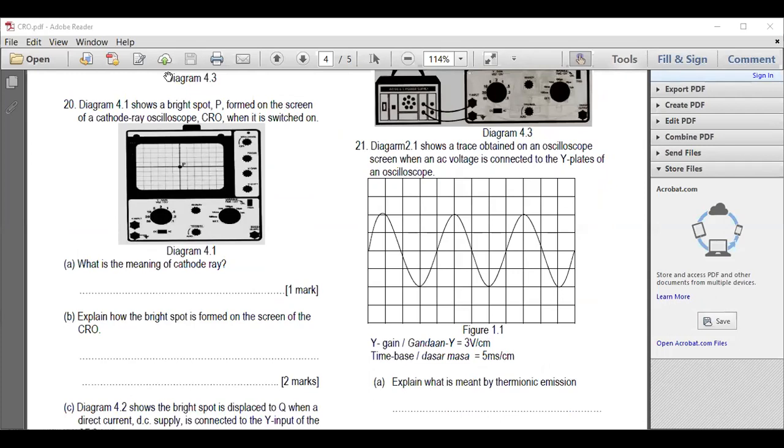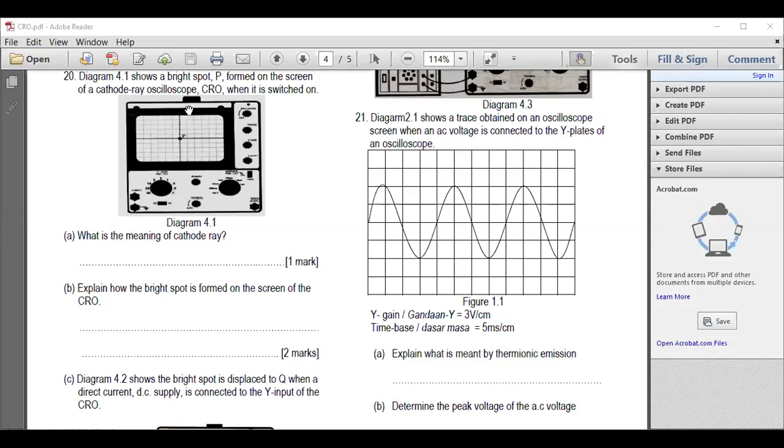Now, question number 20. Diagram 4.1 shows a bright spot P formed on the screen of the cathode ray oscilloscope when switched on. So what is the meaning of cathode ray? This one is from the previous subtopic. Beam of electron moving at high velocity. Okay, beam of electron moving at high velocity.